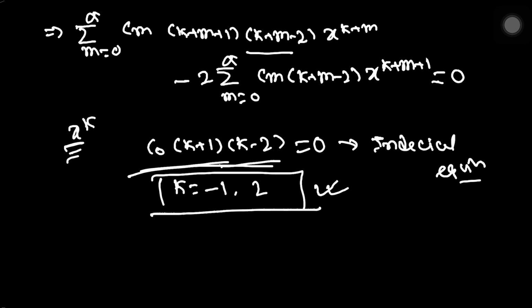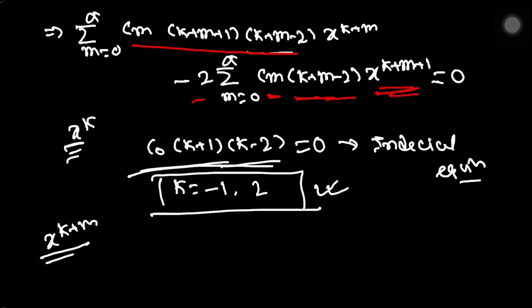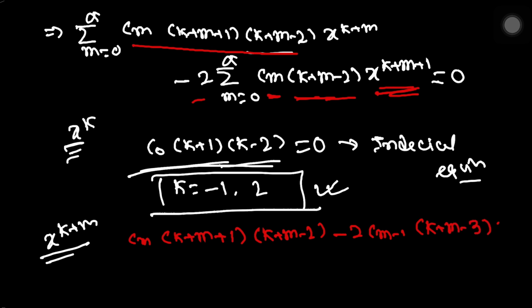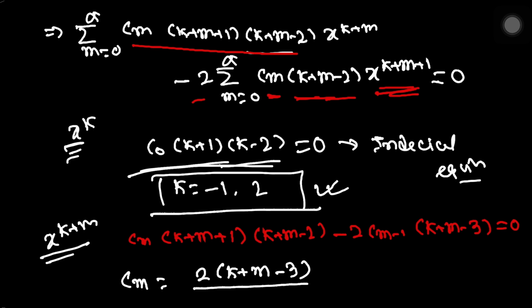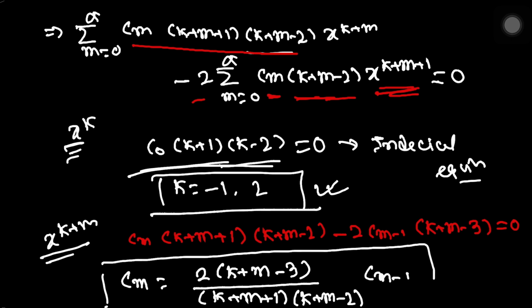Now we equate to 0 the coefficient of x to the power k plus m. Here you can see the second sum has x to the power k plus 1, so the coefficient of x to the power k plus m will be c_(m minus 1) into (k plus m minus 3) into 2. So we get c_m into (k plus m plus 1) into (k plus m minus 2) minus 2 into c_(m minus 1) into (k plus m minus 3) equal to 0. From this we get c_m equal to 2 into (k plus m minus 3) by (k plus m plus 1) into (k plus m minus 2), into c_(m minus 1). So this is the relation between c_m and c_(m minus 1).